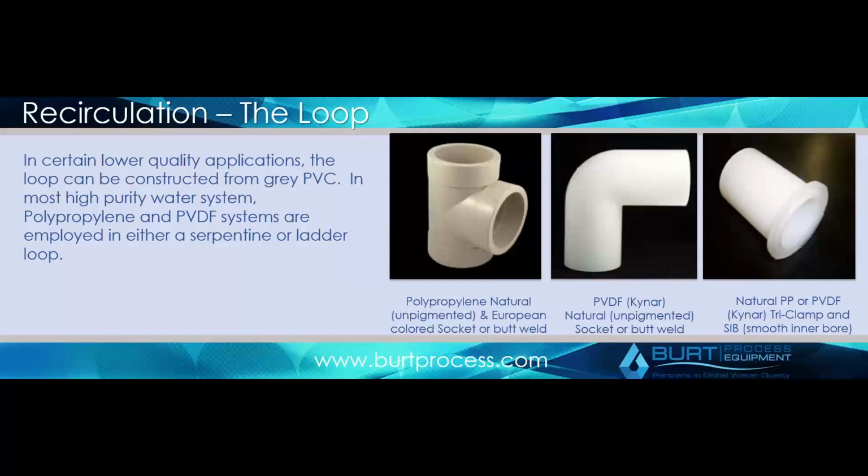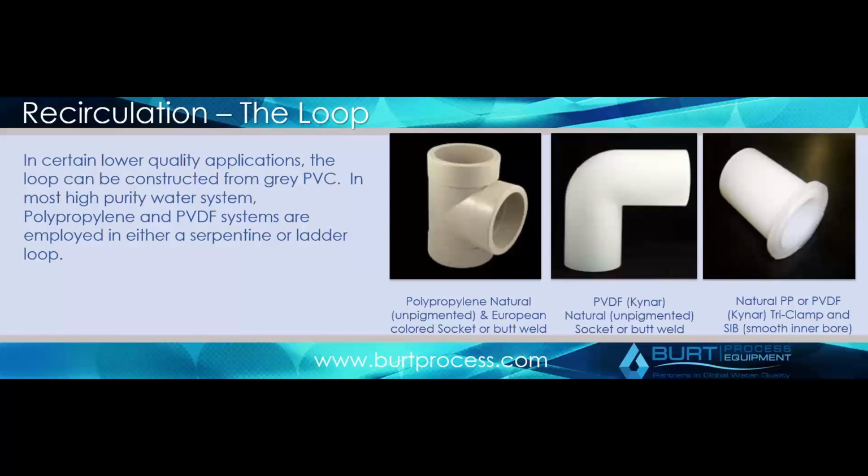And that loop will also be tied into your polishing, which will have your deionization, UV, final filters, and some of the other processes we just described, as a means to maintain that water quality. There's a number of different ways to design a loop, and there's also a number of different materials involved in designing a high purity water loop. The majority of loops are either what's referred to as a serpentine loop, or what's sometimes been coined a ladder loop.